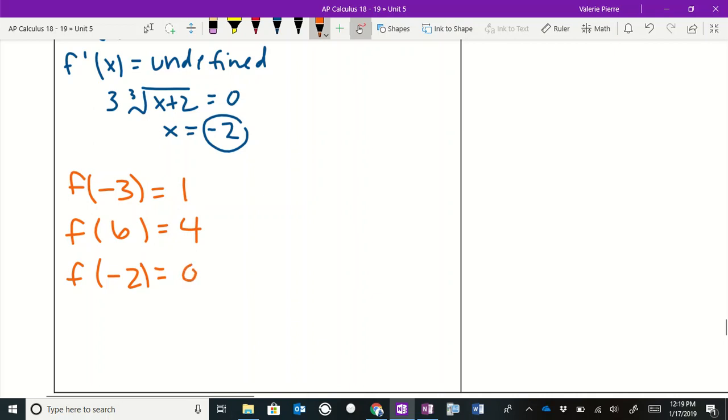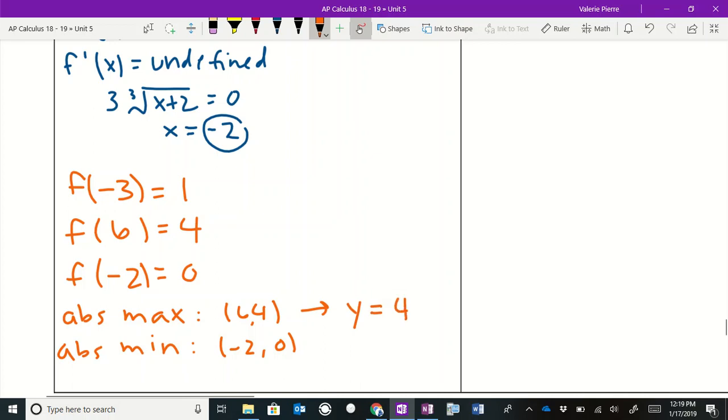So our absolute max occurs at the point 6, 4, and our absolute min occurs at the point -2, 0. All right, so our absolute max occurs when y is equal to 4, and our absolute min occurs when y is equal to 0.